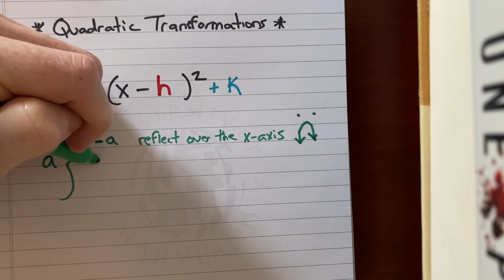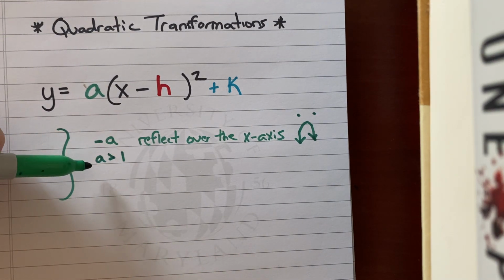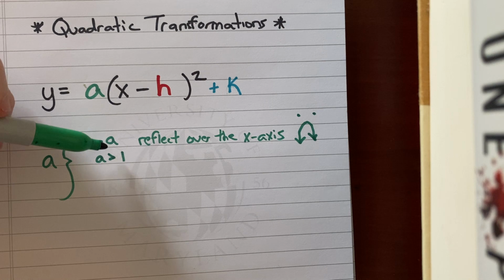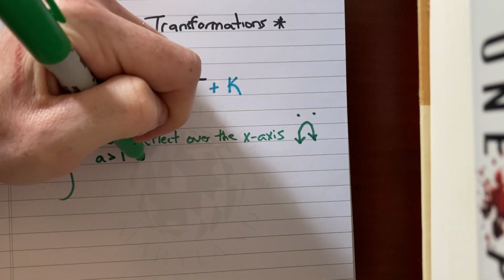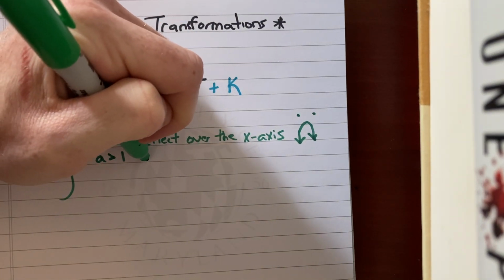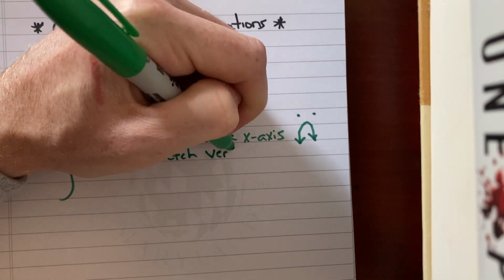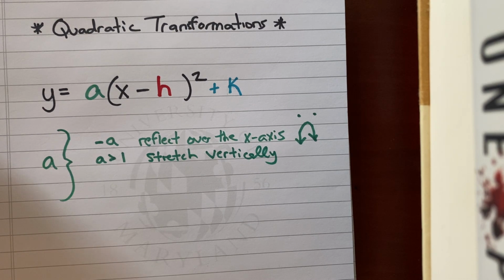All right, if a is greater than 1, and this is always going to be the absolute value of a. So technically, in this case, a negative 3 is greater than 1 because the negative reflects it, and then you look at just the 3. So always look at the positive version for these next two things. If a is greater than 1, our quadratic is stretched, and we want to say it's stretched vertically. That just means that it gets skinnier.